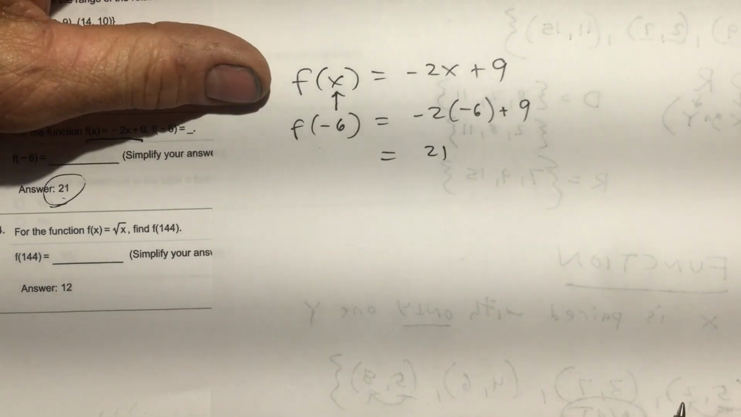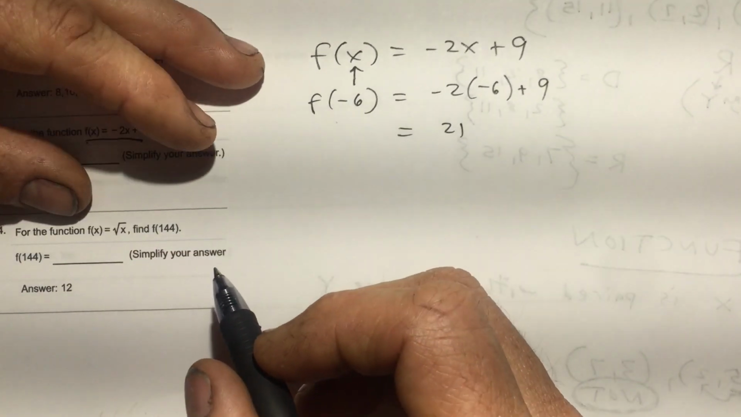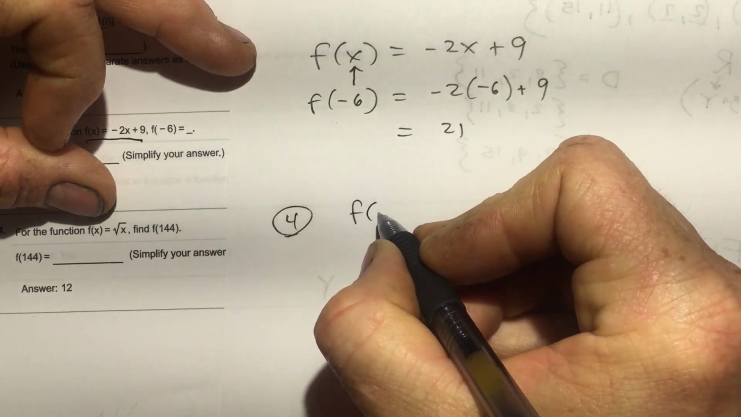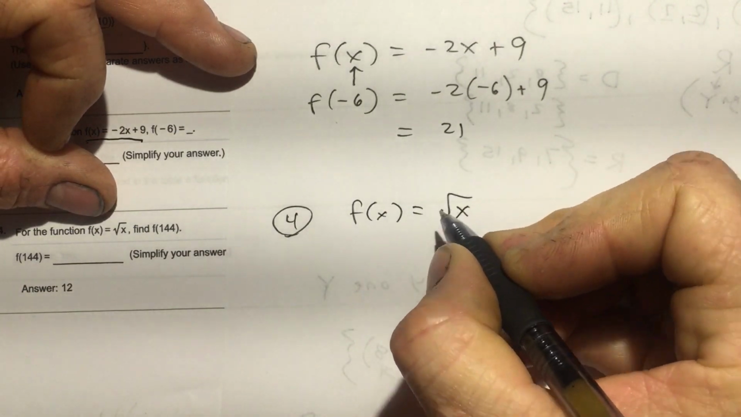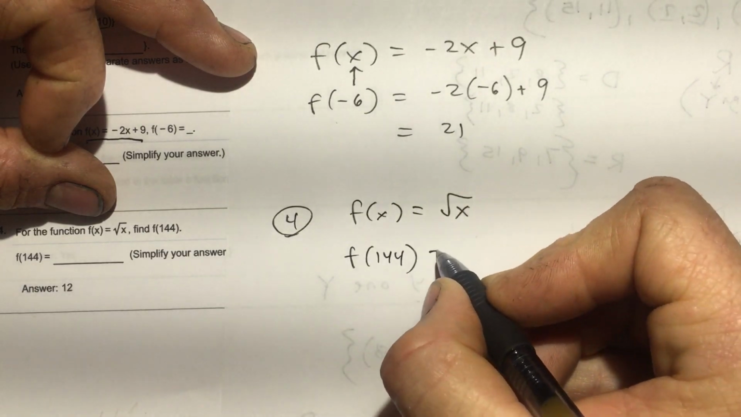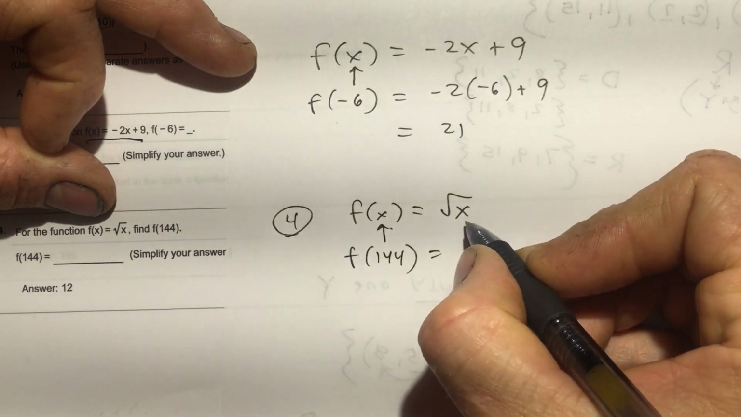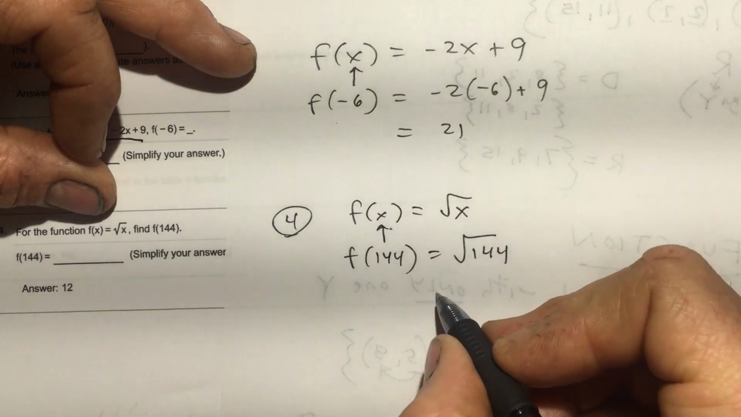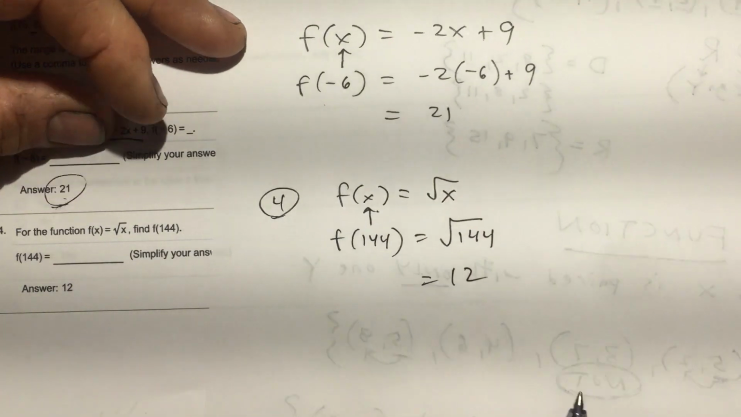Okay. On this one here, number 4. For the function of x equals radical x, find the function value of 144. So I'm just going to put 144 in for x up here. So it's going to be this right here. And the square root of 144 is 12. So my answer is 12.